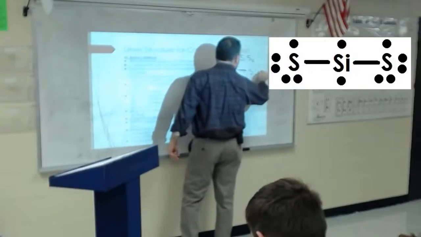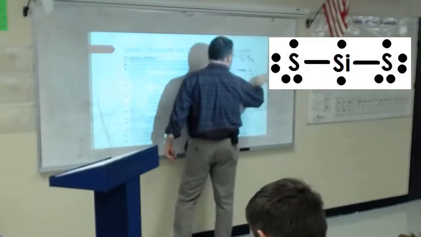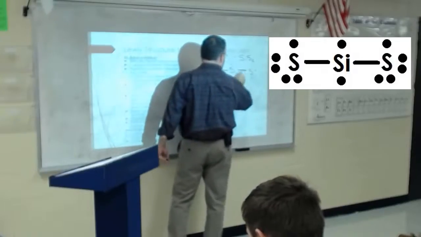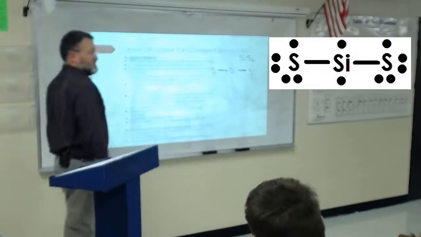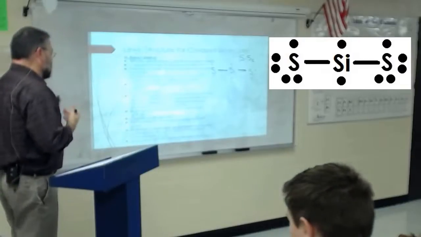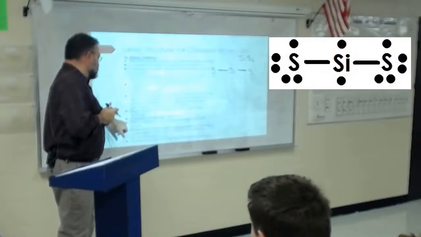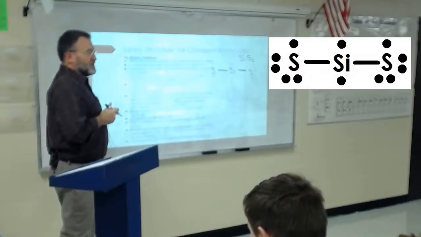1, 2, 3, 4, 5, 6, 7. No. Not satisfied. Okay? We have to pair unpaired electrons between the elements to fill in the octets.